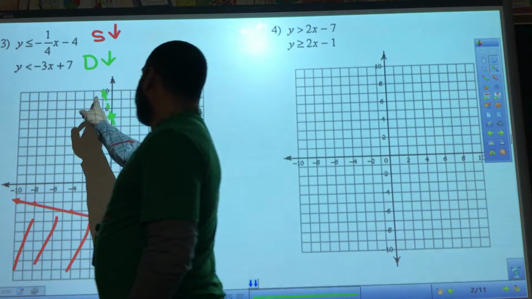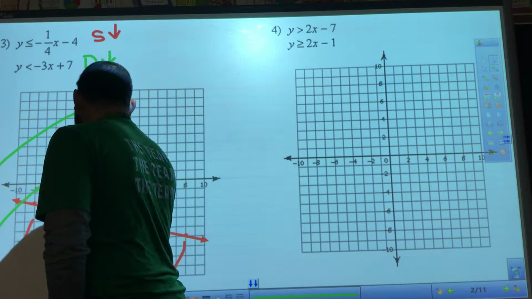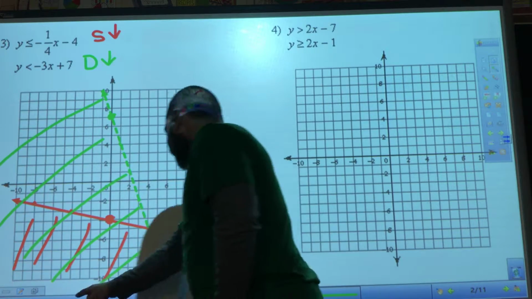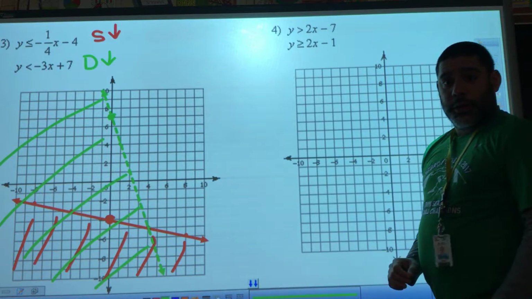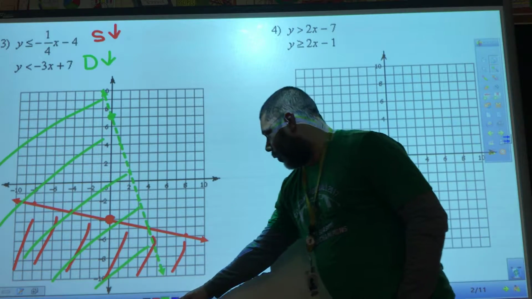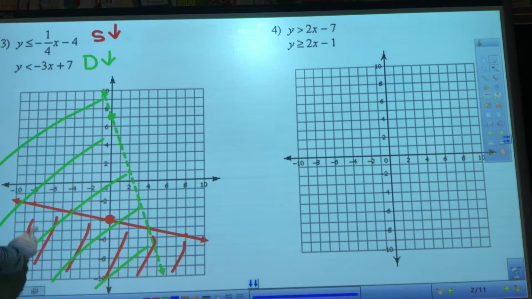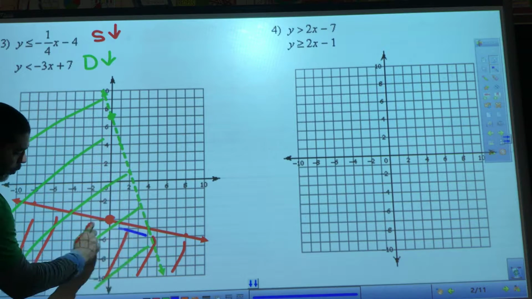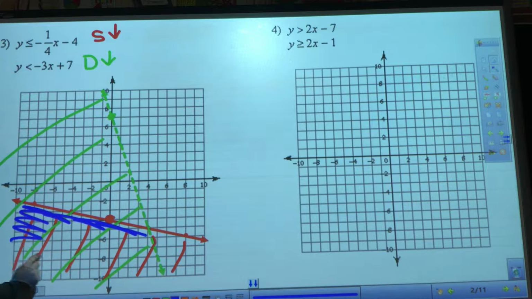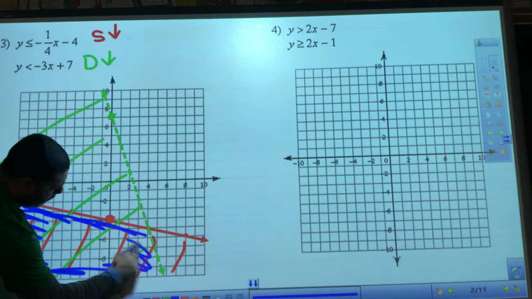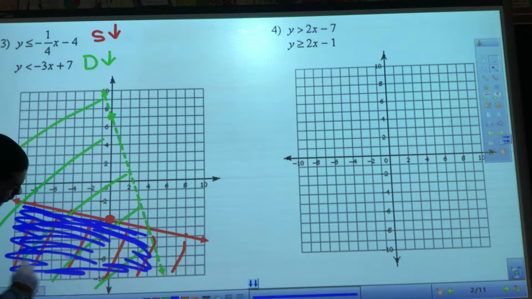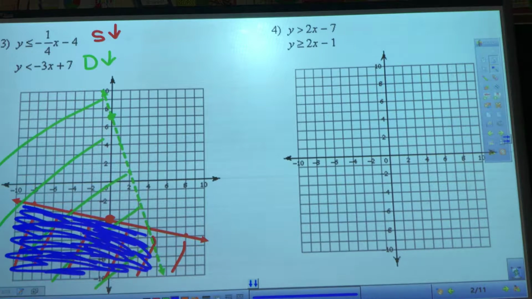Said we're shading that one down. Okay, so I'm looking for the region where they are both shaded. And that region is just right down here in this bottom corner. So I'm going to color this in dark. Again, like we had talked about, make sure it is obvious which one is your solution.